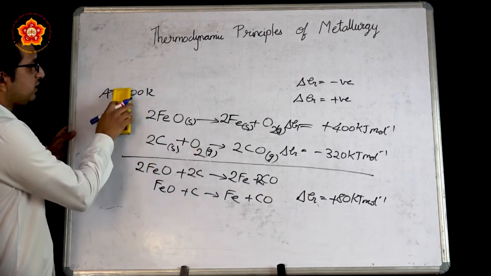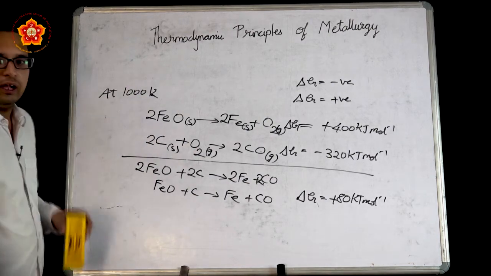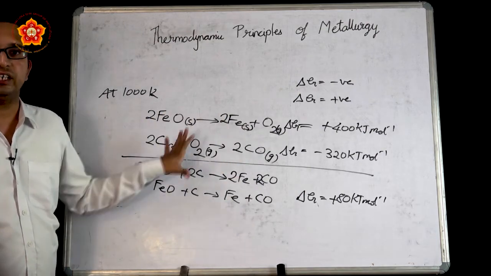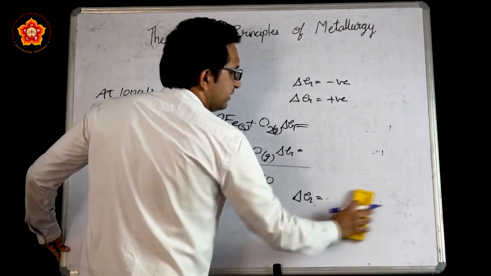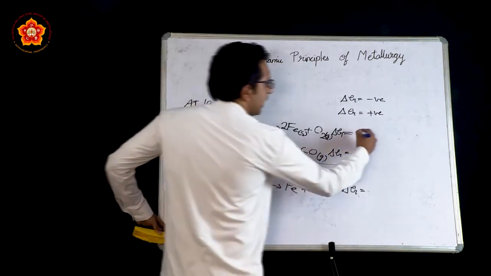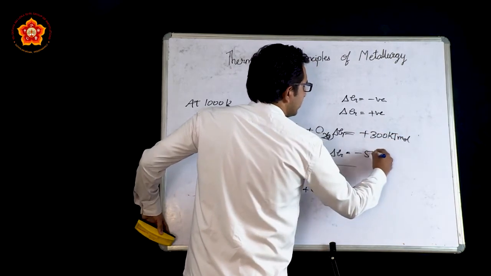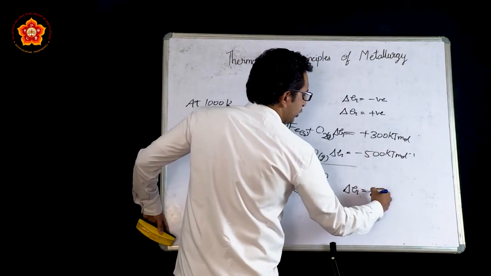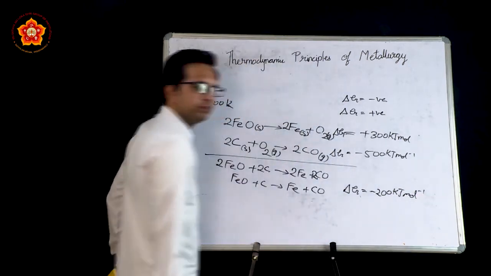The moment I change this temperature to say around 1000 Kelvin, the reaction happens the same. There is no difference in the reaction that is taking place. But practically, we observe a change in delta G values. So what are the practical values that we have? This happens to be 300 kilojoule per mole, whereas this one is 500 kilojoule per mole. And when you totally calculate it, you will get it as minus 200 kilojoule per mole.